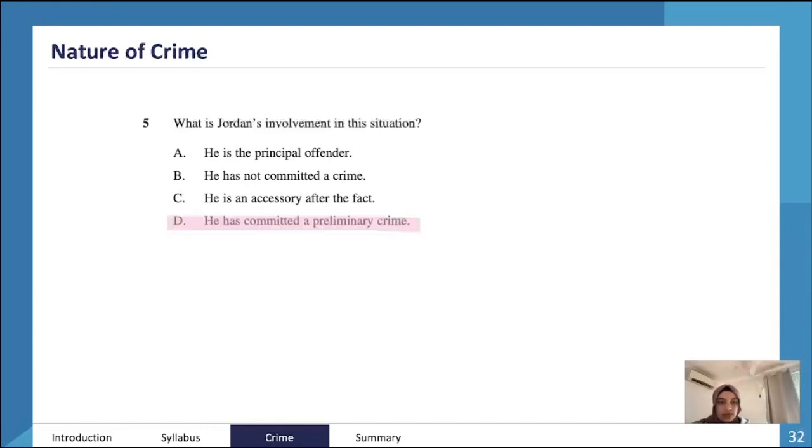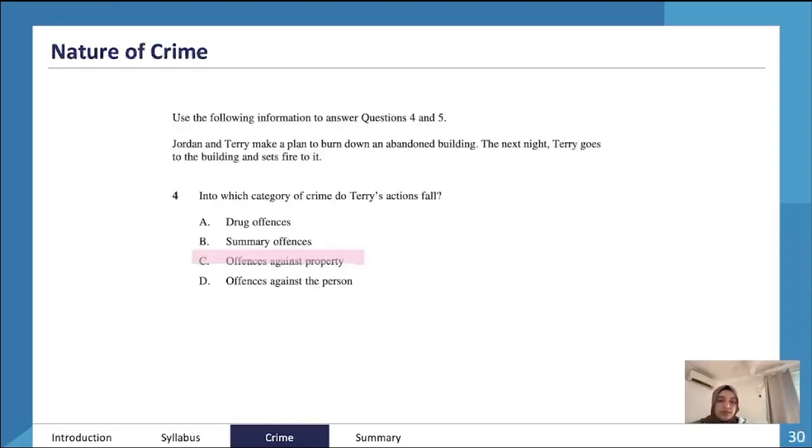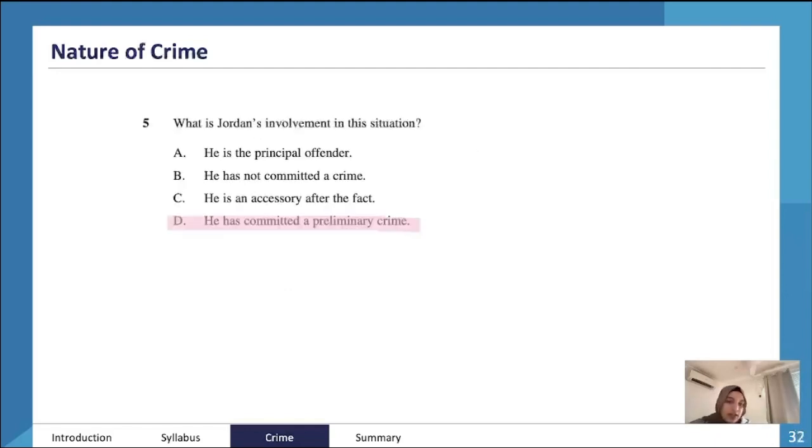Okay, so the answer is going to be the preliminary crime. Why? Because he helped Terry make the plan. Terry then committed the crime. So he has committed a crime. It's not the actual crime, so he's not the principal offender. That would be Terry. He has committed a crime, so it can't be B.